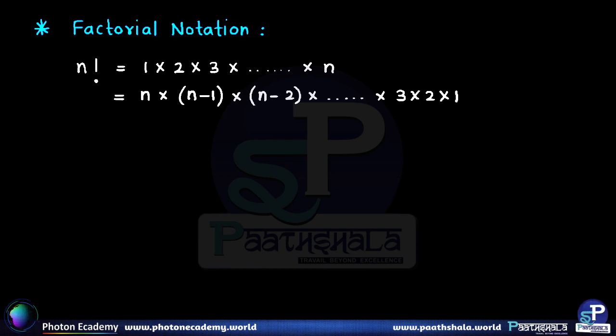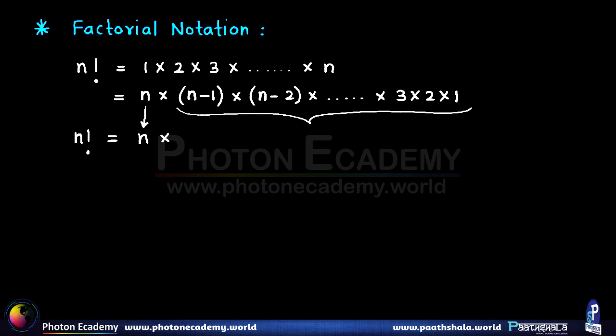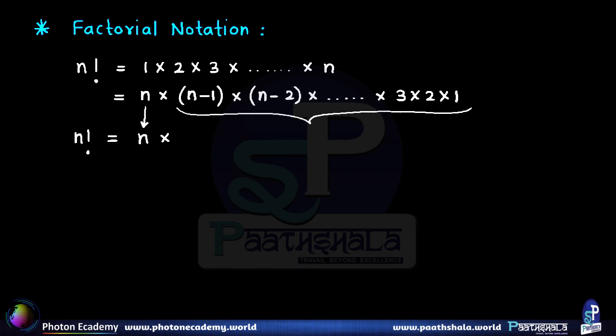Now using this definition we can have a small result, that is n factorial can also be written as, if you take this n as it is multiplied by, if you look at the remaining product, then this product can be visualized as nothing but the factorial of number n minus 1. So therefore we can write it as n times (n minus 1) the whole factorial.